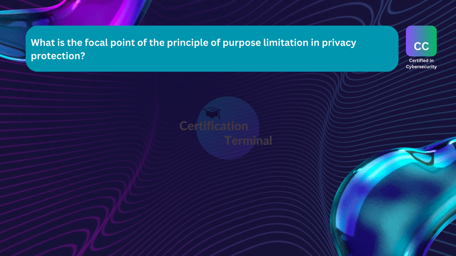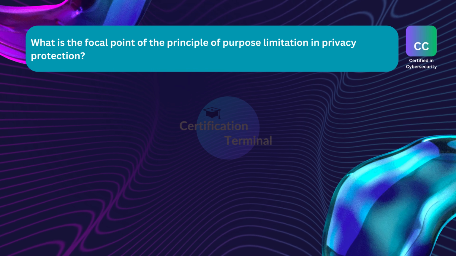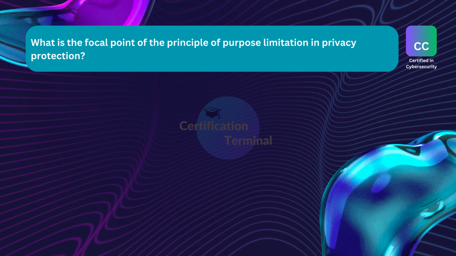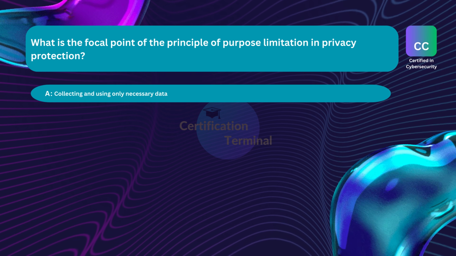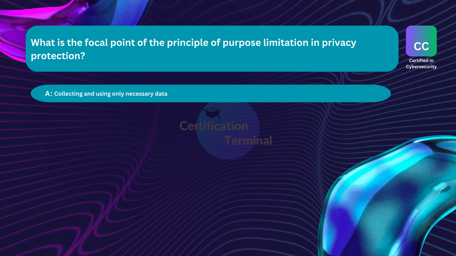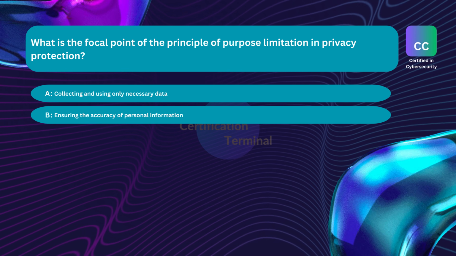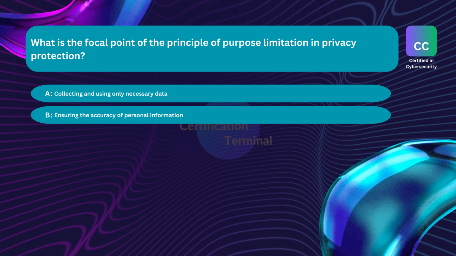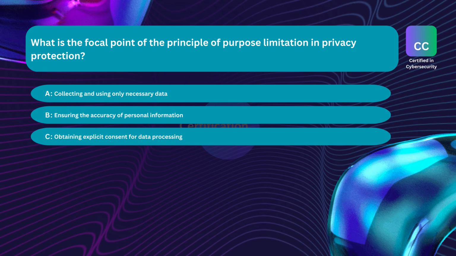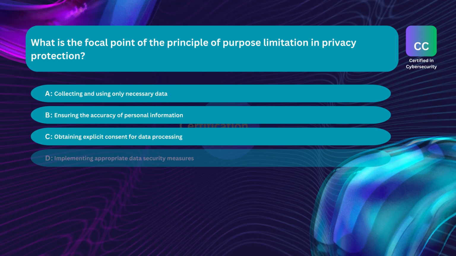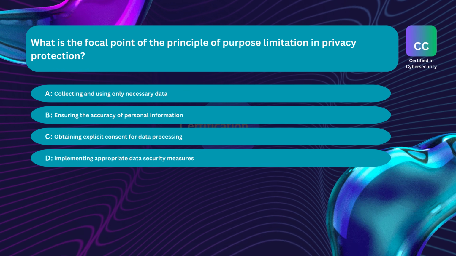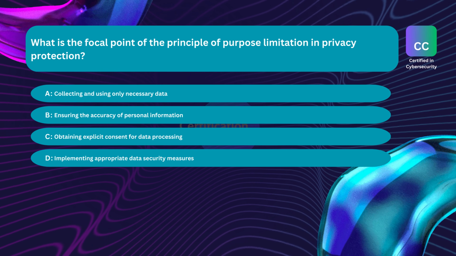Question number 12. What is the focal point of the principle of purpose limitation in privacy protection? Option A, collecting and using only necessary data. Option B, ensuring the accuracy of personal information. Option C, obtaining explicit consent for data processing. Option D, implementing appropriate data security measures.